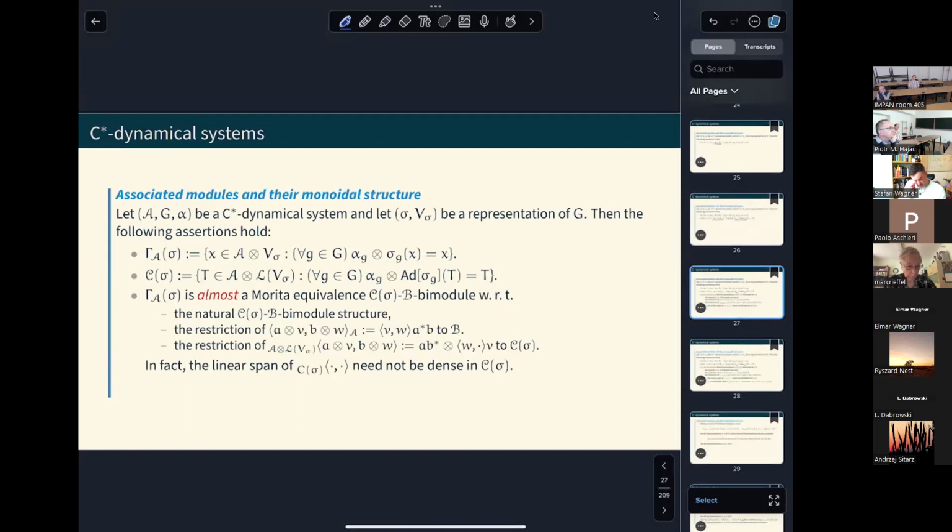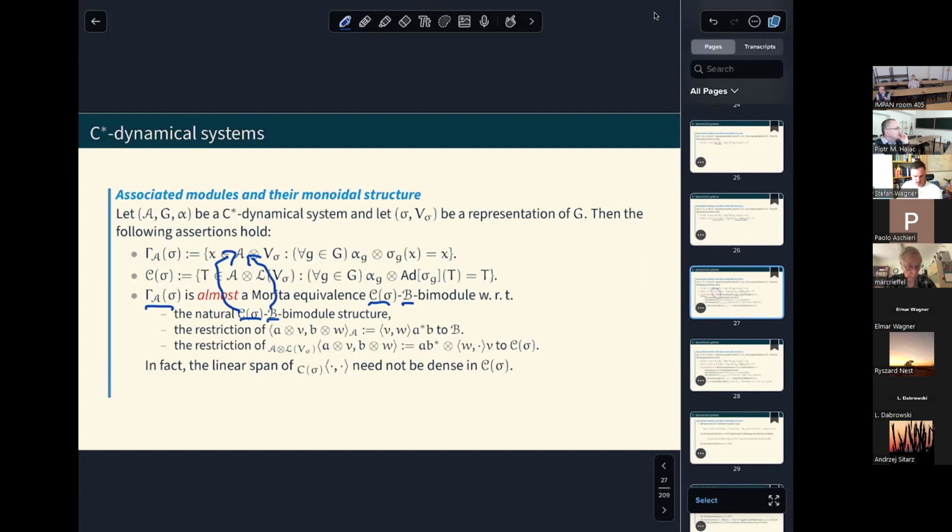What I would like to say is that this associated space, this gamma R sigma, is almost a Morita equivalence bimodule between this C-star algebra C sigma and B, the fixed point algebra. So what are the left and right actions? You can see easily that C sigma acts from the left side on the associated space, this associated vector bundle. And then B acts in the first leg from the right side.